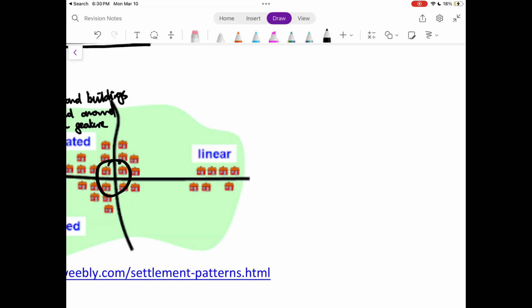a cluster. So the final type of settlement you need to know is linear, and these are where houses line up along a linear feature. And this feature could be something like a river or a road, which is of significance again to the settlement and which will help them to increase their overall income.